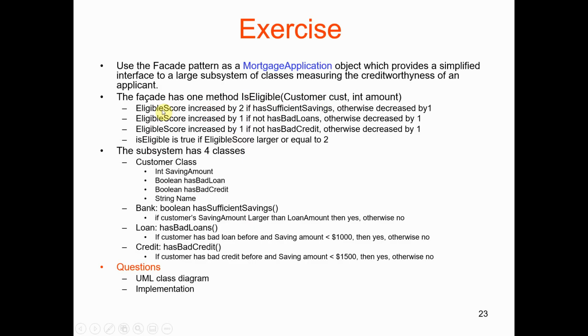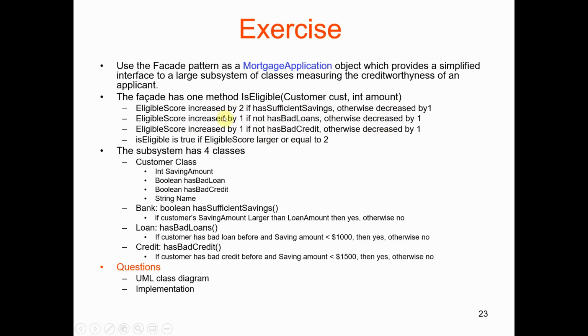Here, isEligible will calculate the eligible score. The score is first 0, and the score will increase by 2 if the customer has sufficient saving, has enough saving amount. Then this number increases by 2, otherwise decreases by 1. And this number increases by 1 if the customer has no bad loan before, otherwise decreases by 1. Then the score increases by 1 if the customer has no bad credit in the past, and otherwise decreases by 1.